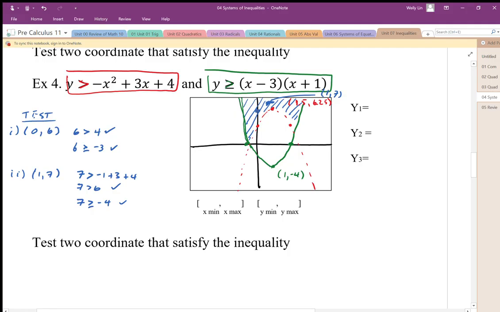Those two coordinates look like they were in the solution region. And in fact, when we test them, they work in both inequalities, and they have to. If they don't work, then those coordinates could not be part of the solution region, which means we got the solution region wrong.